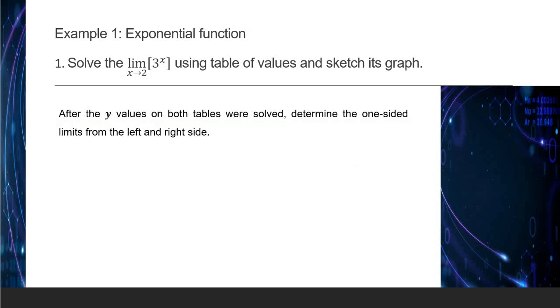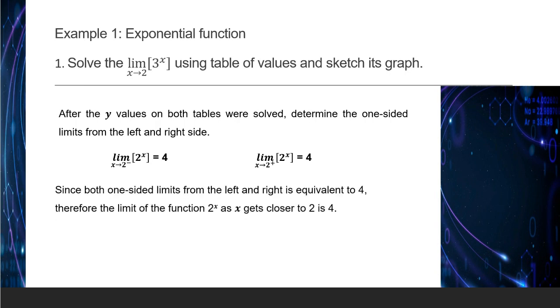Okay, so after the y values in both tables were solved, determine the one-sided limits from the left and from the right. The limit of 2 raised to x as x approaches 2 from the left is equal to 4, and the limit of 2 raised to x as x approaches 2 from the right is 4 also. Since both one-sided limits from the left and right are equal to 4, therefore the limit of the function 2 raised to x as x gets closer to 2 is 4. So the limit is written as the limit of 2 raised to x as x approaches 2 is equal to 4.